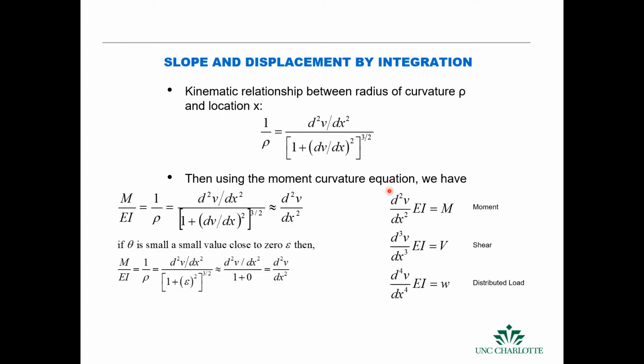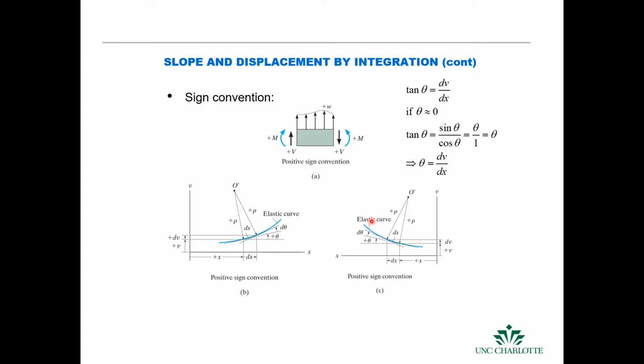Okay, and what's beautiful about these equations is we already know that the moment is the derivative of the shear, which is the derivative of the distributed load. And if we divide these right-hand sides by EI, then we just have these equations which we can integrate and take the derivative of, and we can find the deflection.